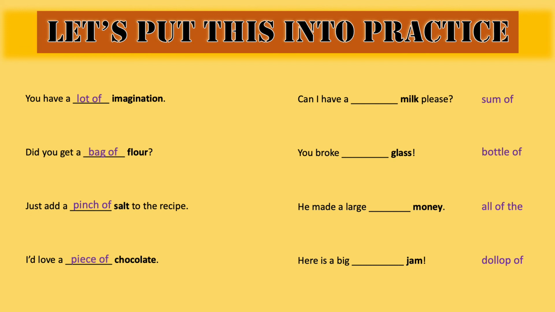Can I have a milk, please? Can I have a bottle of milk, please? You broke glass. You broke all the glass. He made a large money. He made a large sum of money. Here is a big jam. And my favourite, here is a big dollop of jam.